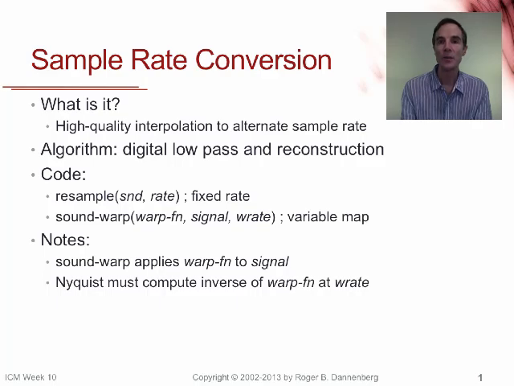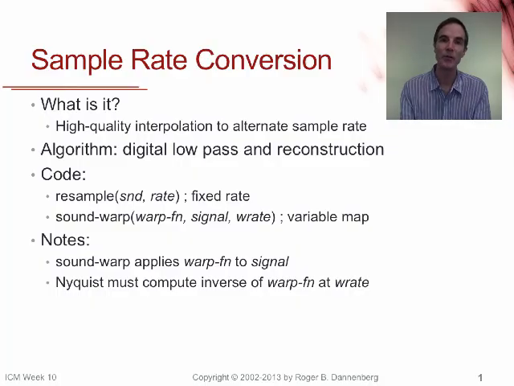But if you want to actually change the sample rate of audio, so for example, you read in a file that's a 48 kilohertz sample rate file and you want to change the audio to 44.1 kilohertz or vice versa, then you really want to do that with high quality sample rate conversion as opposed to simple linear interpolation. The algorithm implemented in Nyquist is a digital low pass followed by a digital reconstruction using sinc interpolation, which we've talked about before. And there are two useful functions.